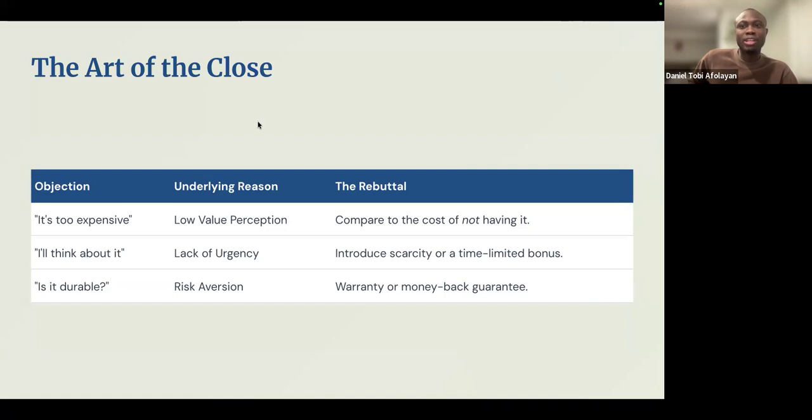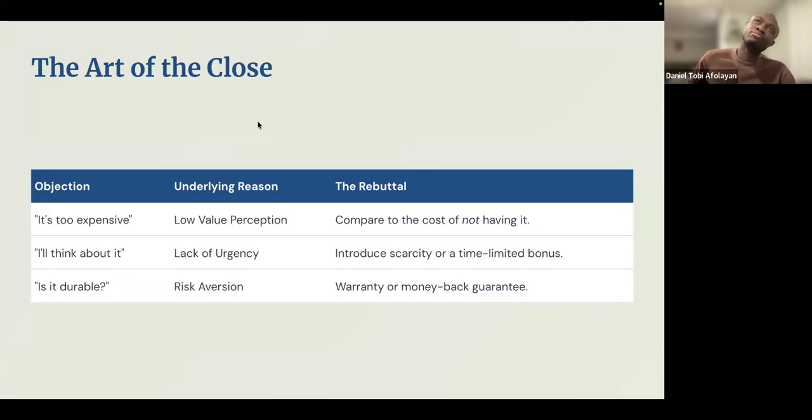People look at your product and feel like, I've seen XYZ product before. So what is the benchmark? What are they comparing it with? So you now have to compare it to the cost of not having your product. What are they losing by not having your product? It helps them to understand that it is not too expensive.